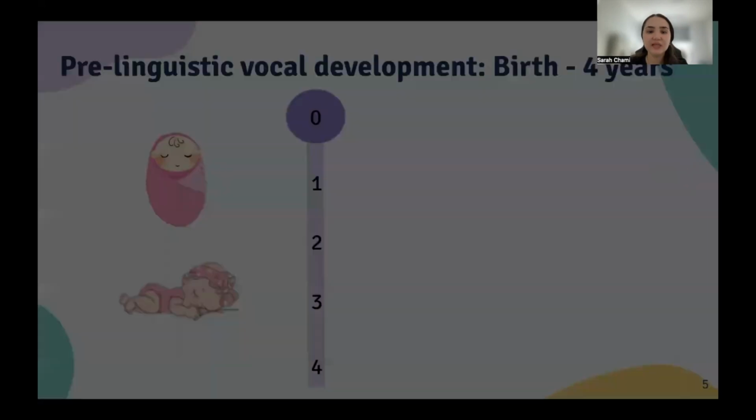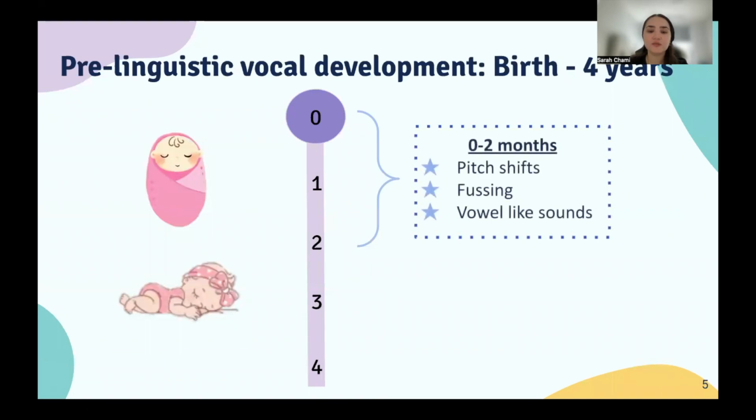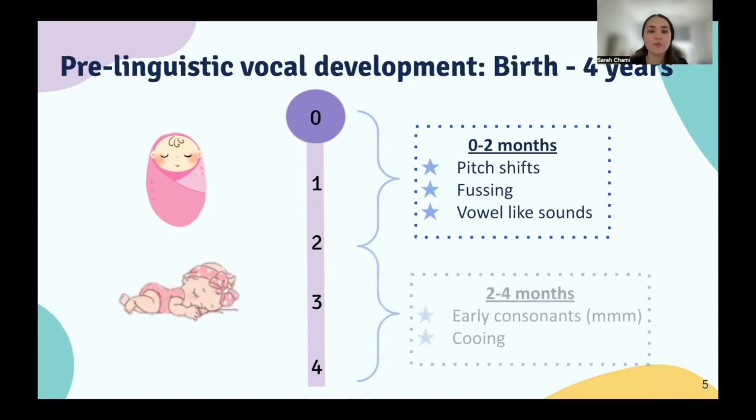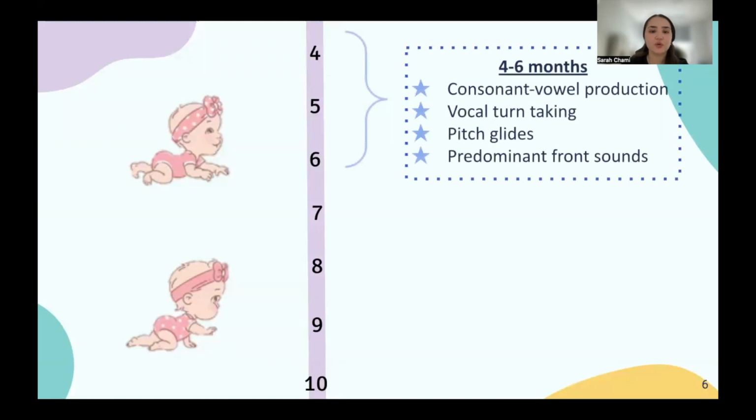We begin with pre-linguistic vocal development from birth to 4 months. From 0 to 2 months, we begin to experience pitch shifts, buzzing noises, and vowel-like sounds. From 2 to 4 months, we also start to produce early consonants and cooing. From 4 to 6 months, we have more consonant vowel production, vocal turn-taking, pitch glides, and predominant front sounds being produced.